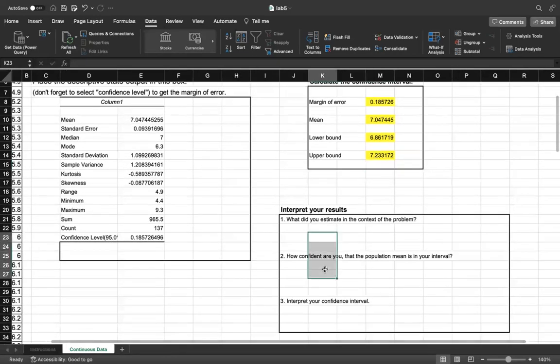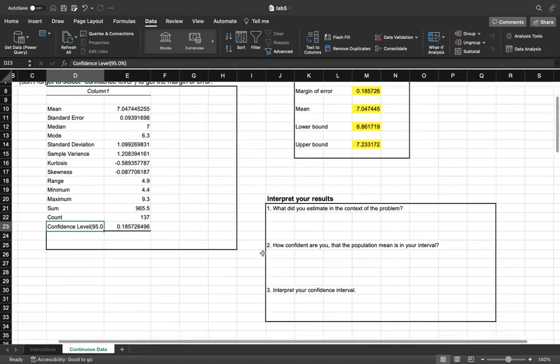How confident are you? All you have to say is 95% confident. Or just type in 95%. That's asking you, what's this confidence level? That's all you need in that box. If you want to give me more, go for it. But make sure you tell me you're 95% confident.